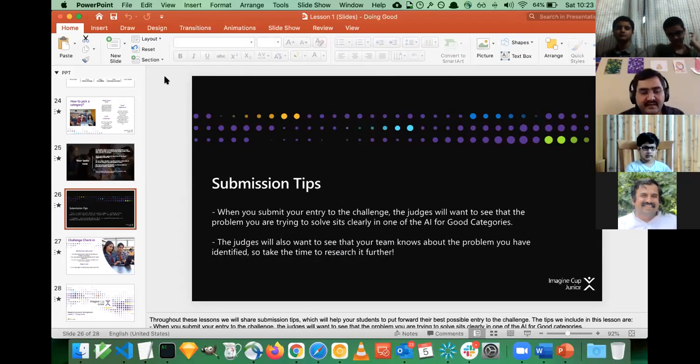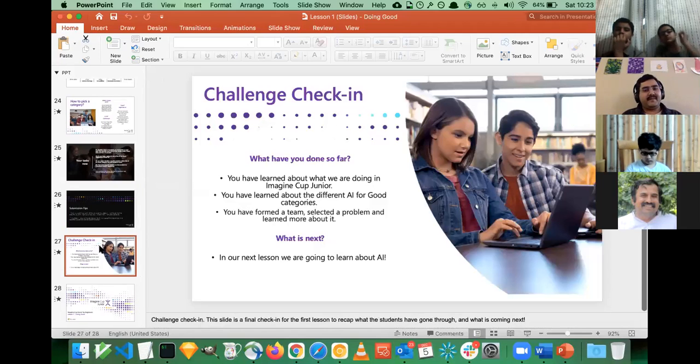So, last remaining slides. When you submit the entry, judges will want to see that the problem fits clearly into the AI for Good categories. So that is one of the given things. And they will also want to see that your team knows very well about the problem that you've identified. So please take good time to research it and understand it.